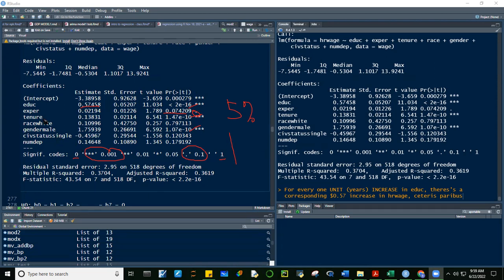Tignan nyo guys, the way R puts the output is that race, white, no? Gender, male, civil status, single. Ano tong mga to? Ito yung mga hindi reference, diba? So, dito race, white, reminder sa atin yan, that this should be interpreted in reference to the benchmark. Okay, so sino yung benchmark natin? Sino yung reference natin, guys?